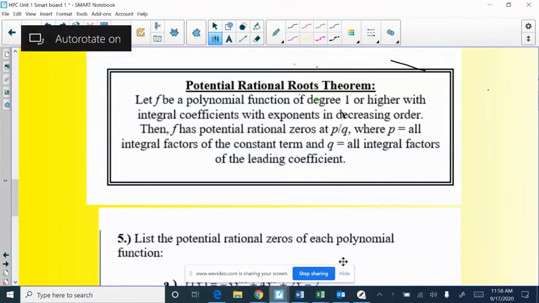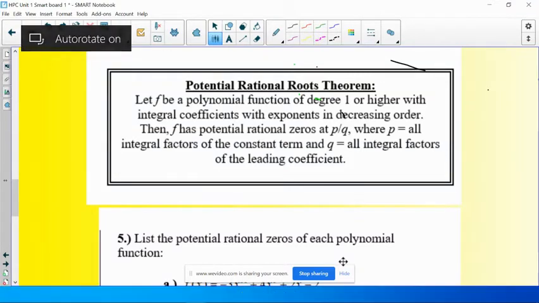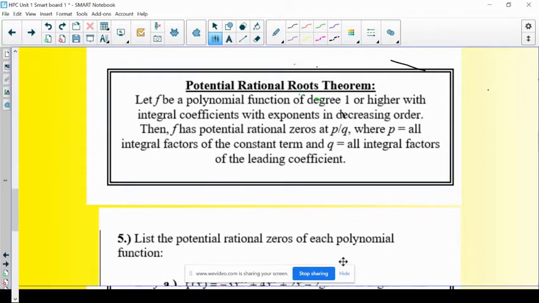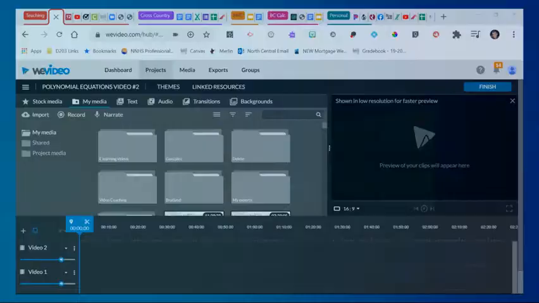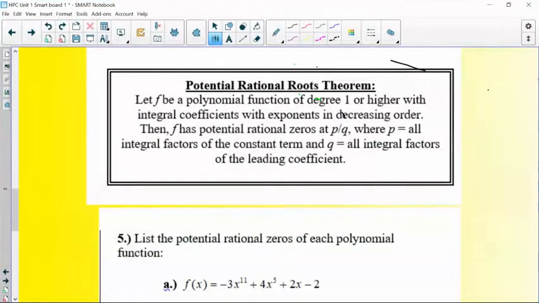Okay, so the next piece to solving polynomial equations, and actually I should say solving them efficiently, is knowing what the potential rational roots theorem says. Because we have a remainder theorem, so if we know we have a factor, we find a zero, it divides out, and we can reduce it.